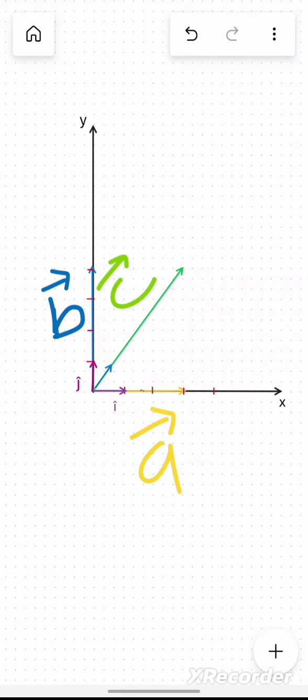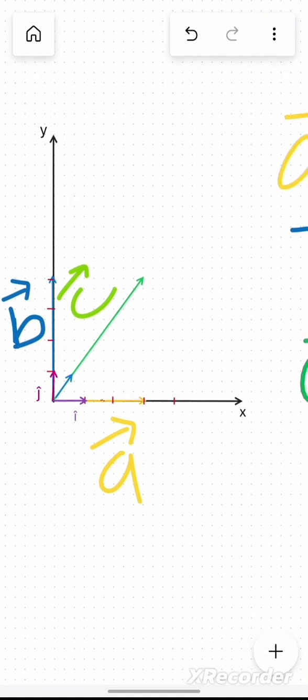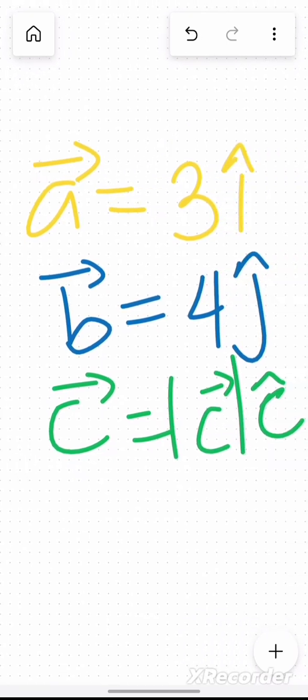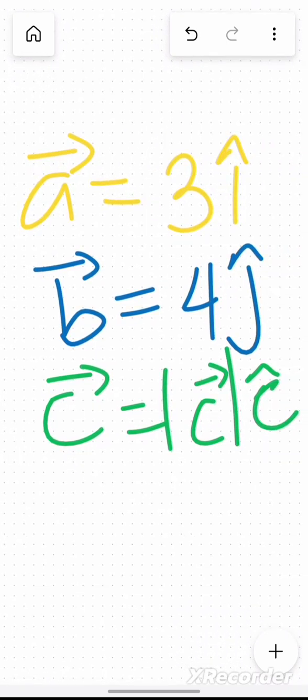Hello everyone. Today we continue our discussion on vector algebra. So if you recall, in a previous lesson we already showed that vector A is equal to 3 times I cap, vector B is 4 times J cap, and vector C is equal to the magnitude of vector C times C cap.